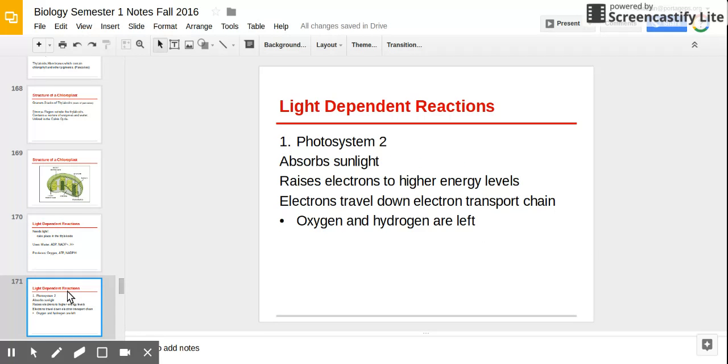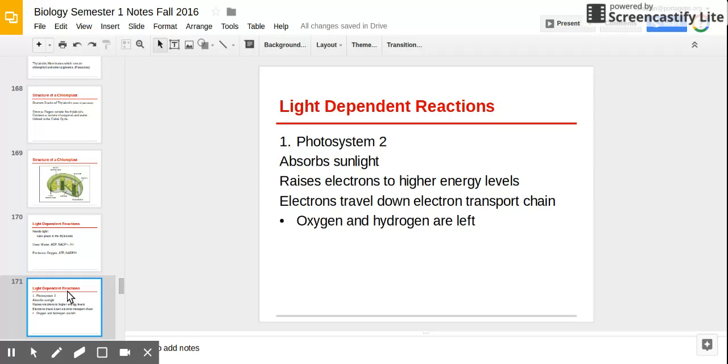So in the light-dependent reaction, let me talk you guys through that in a little bit more detail. We start with a process called photosystem 2. Don't ask me why we start with number 2. We always do, okay? The first thing that happens is we have to absorb energy from sunlight, okay? That sunlight helps us to raise electrons to higher energy levels.